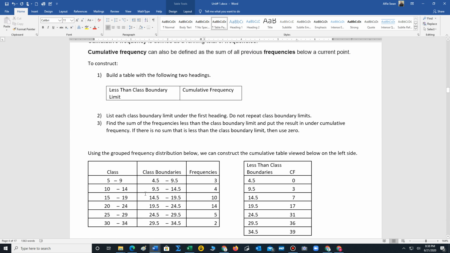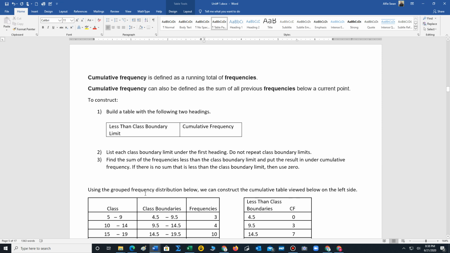All right, so moving on, we now talk about what's called the cumulative frequency. The cumulative frequency is defined as a running total of frequencies. And so we will use these cumulative frequencies to find what's called the cumulative frequency distribution. So let me just write that here. So to construct a cumulative frequency distribution.